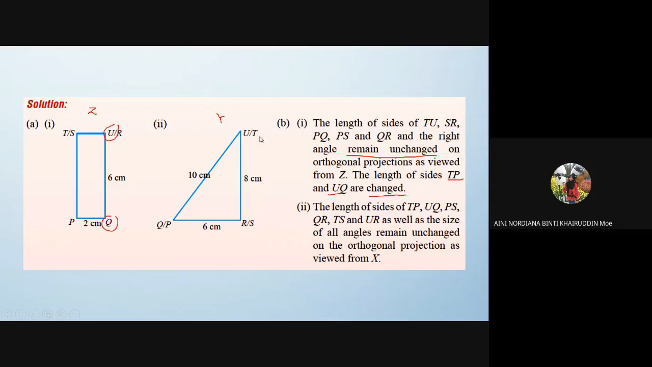For as you viewed from Y, the length of side TP, UQ, PS, QR, TS and UR, as well as the size of all angles, remain unchanged.